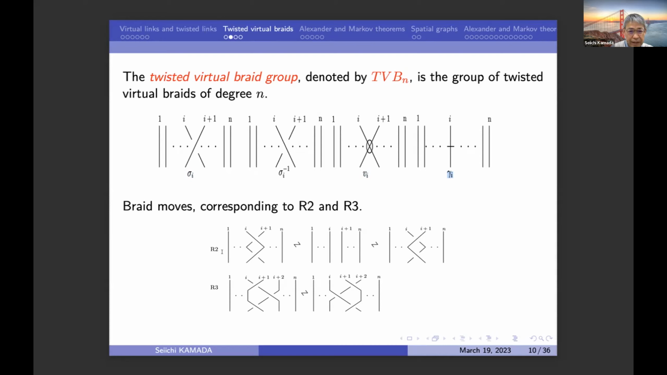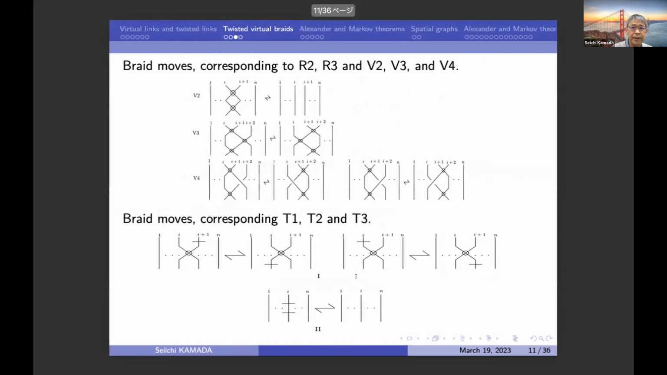And as you know, the R2 move corresponds to these braid moves, and the R3 move corresponds to this kind of move. And the virtual Reidemeister move V2 corresponds to this move, and V3 corresponds to this one, and V4 corresponds to these moves. Okay. And T1, T2, and T3. T1 corresponds to this braid move. Also, this is also T1, and this is T2. And I'm sorry, I forgot to draw the picture of T3.